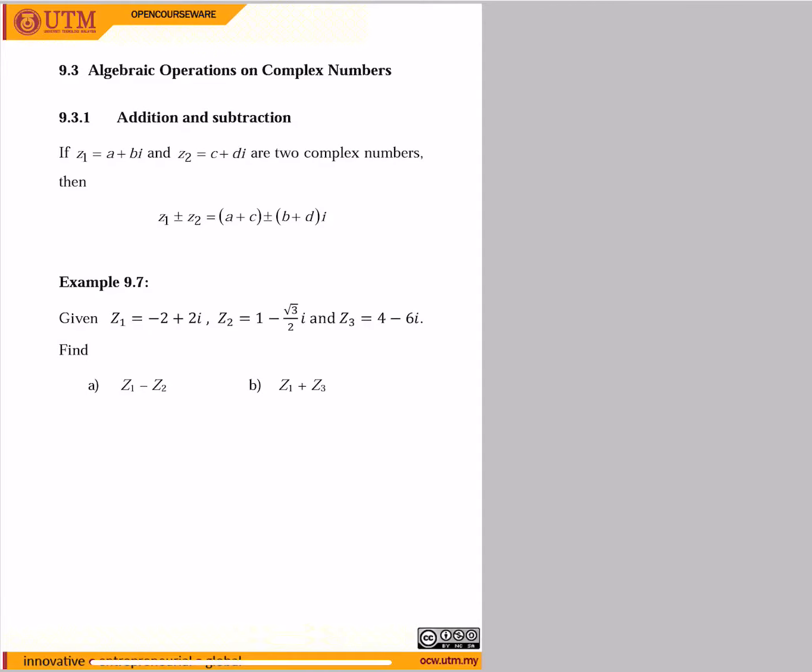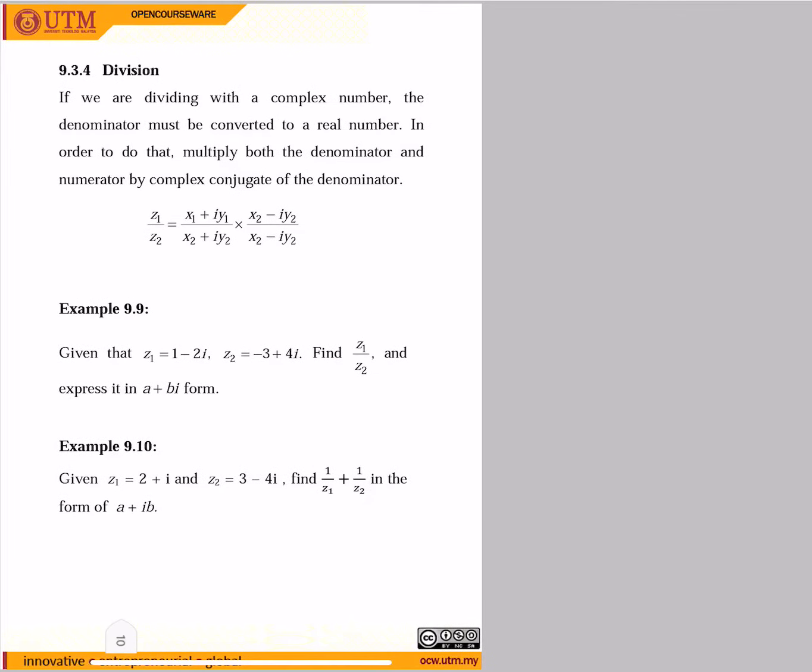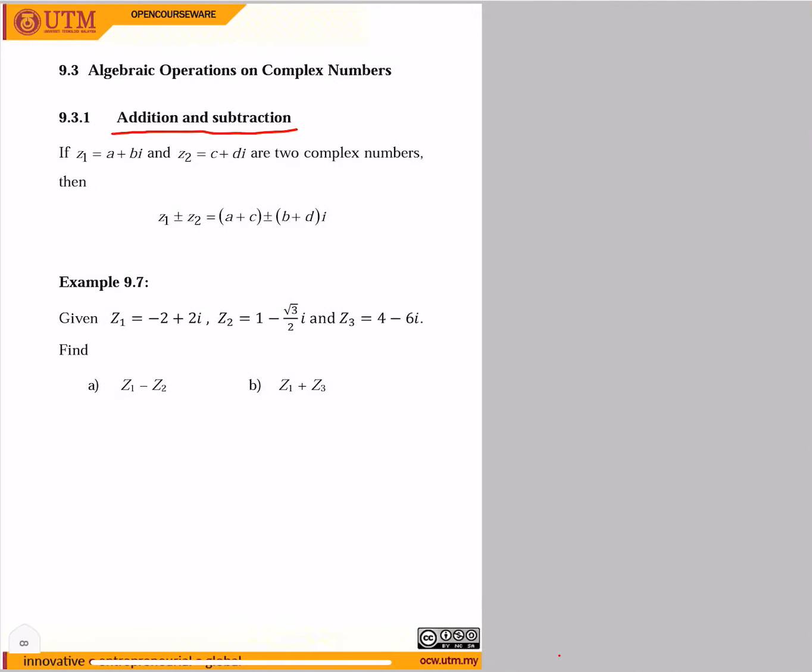Okay, so now we continue with algebraic operations on complex numbers. We look at addition and subtraction, and then how we multiply two complex numbers. And what would be the meaning of the complex conjugate, and how we deal with division, if we want to divide complex number Z1 over complex number Z2. First, we look at the addition and subtraction.